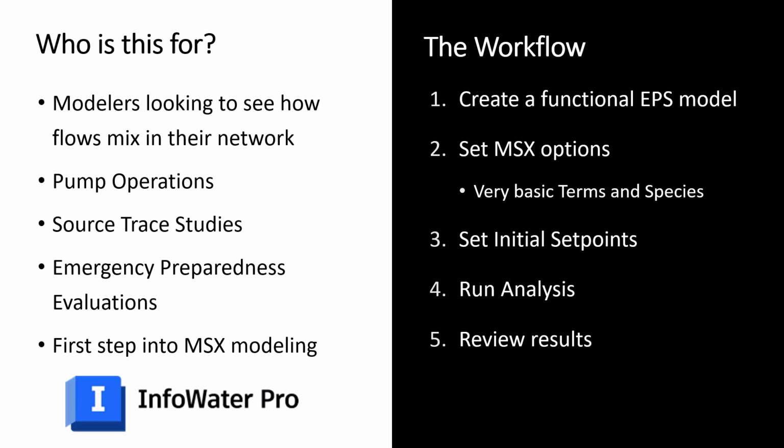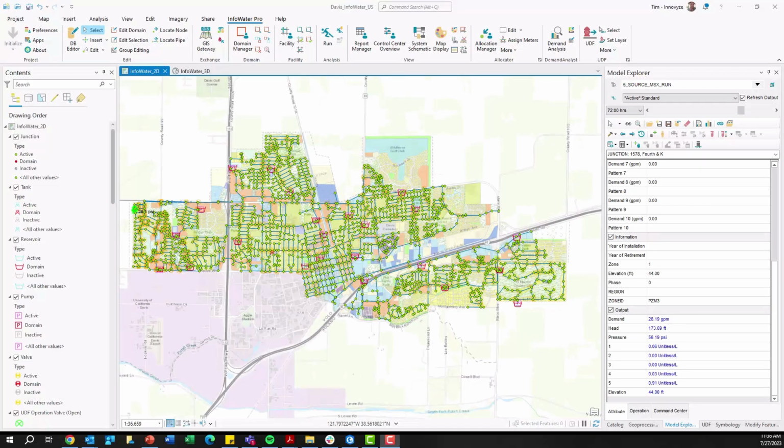Next, we're going to set our set points within the model itself. I'm going to run the analysis and then review the results to look at how different sources might mix within our model. So within this particular model, the MSX run has already been run and evaluated. We're going to walk through the steps for how I got to this particular point.